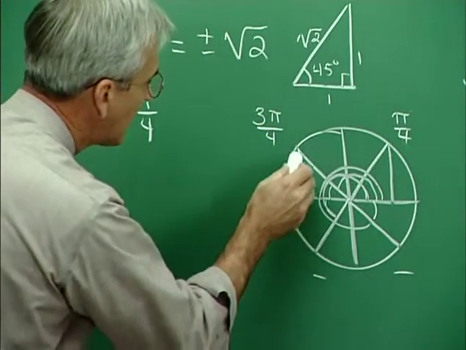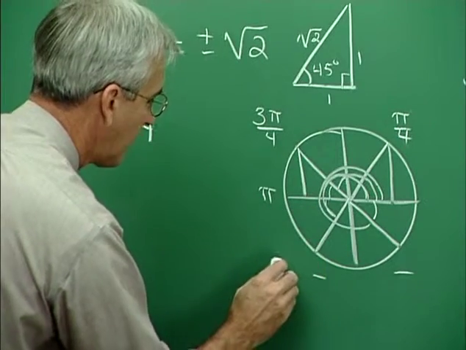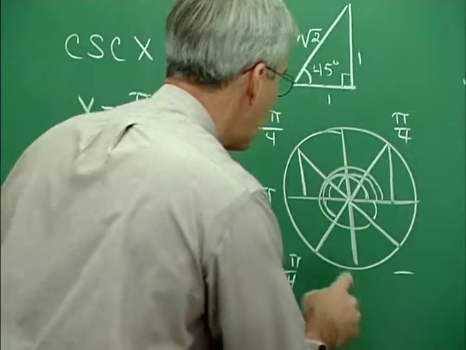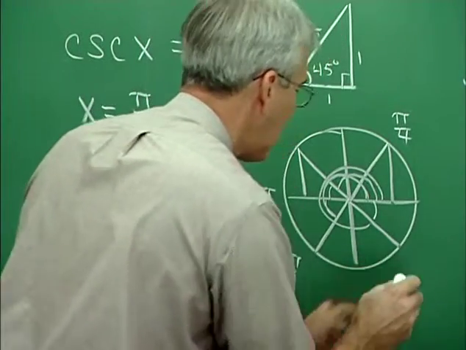And this would be, let's see, 4 pi over 4. This would be 5 pi over 4. And this would be 7 pi over 4.